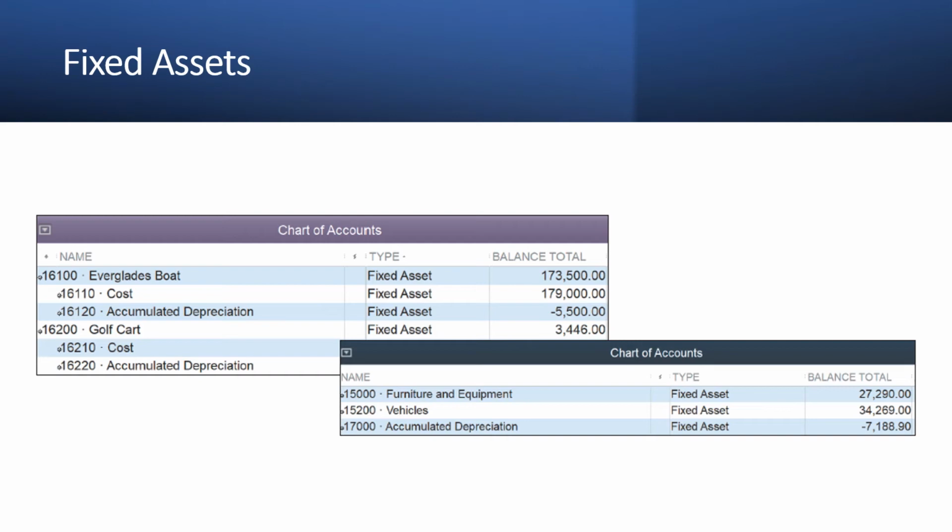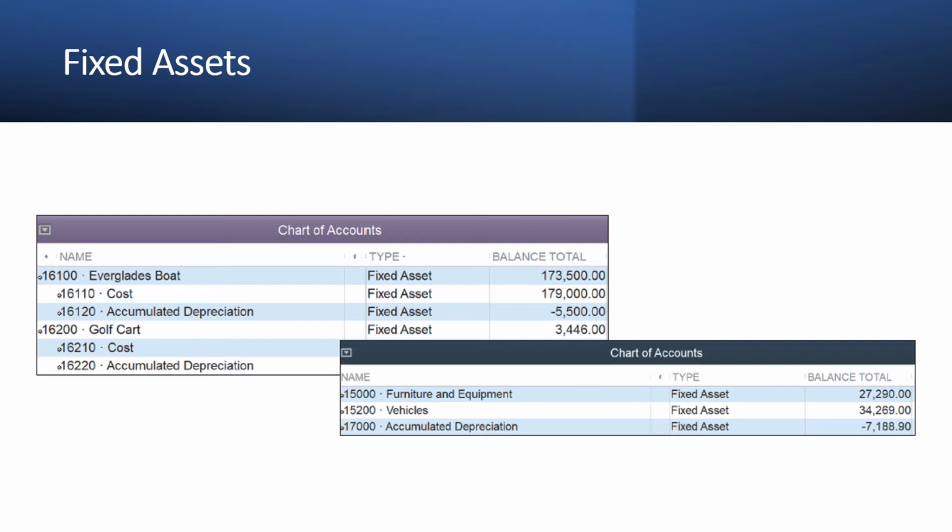There is more than one correct way to set up your fixed assets in QuickBooks, so ask your accountant which method is preferred for your company. One method involves creating a fixed asset account for each major type of fixed asset, and then an account to track accumulated depreciation for all fixed assets. Another method we will use in this book involves creating a cost and accumulated depreciation account for each fixed asset.